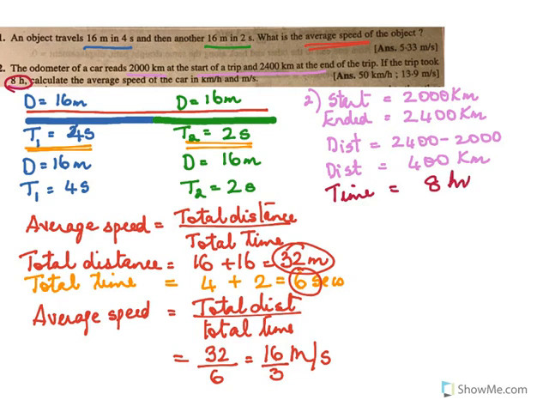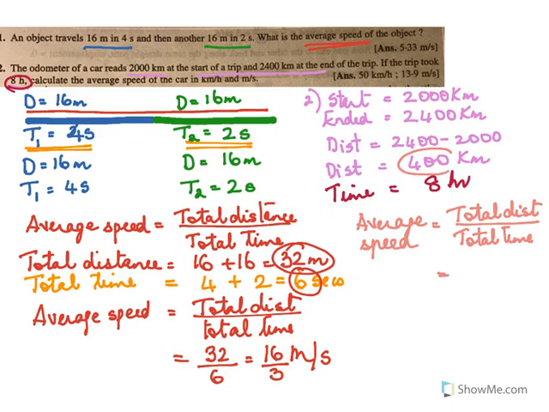And now to find the average speed, we know what average speed was: total distance over total time. Now what is the total distance? 400 kilometers. What is the total time? 8 hours. And when you reduce it, you will get 50 kilometer per hour.